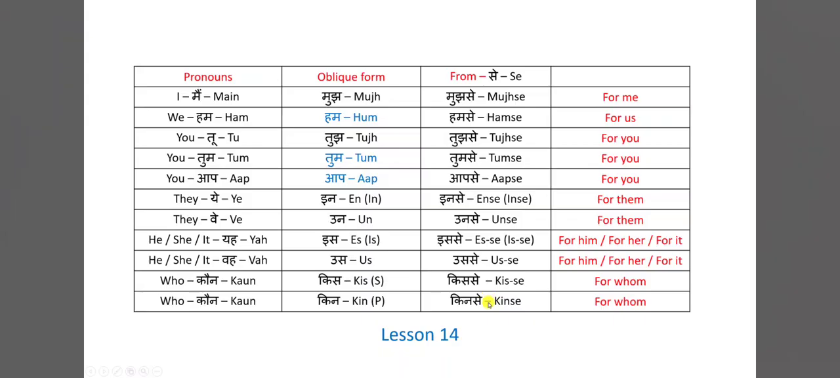These are the resultants of oblique forms plus se: mujhse, humse, tujhse, tumse, and so on. So you will need to refer to these two tables for this video. Now, let us learn the rules of using postpositions with an object of a sentence.